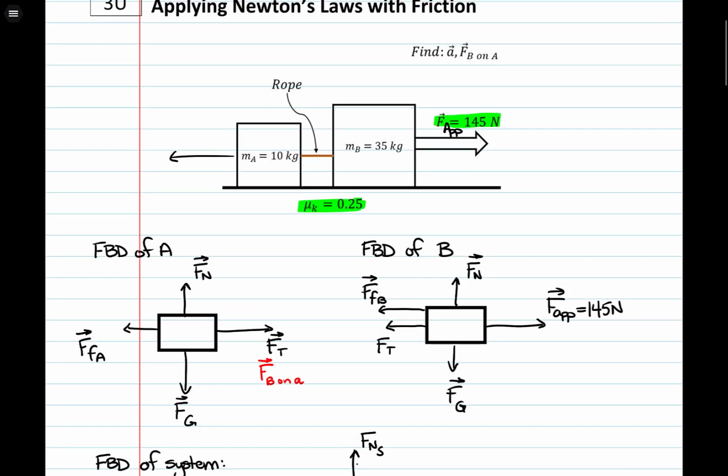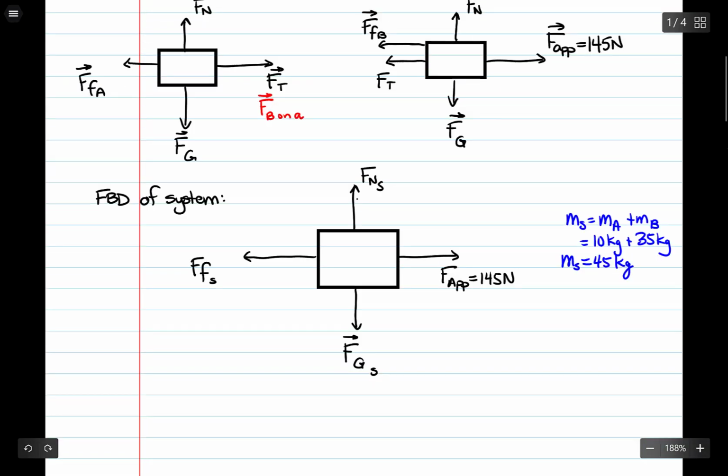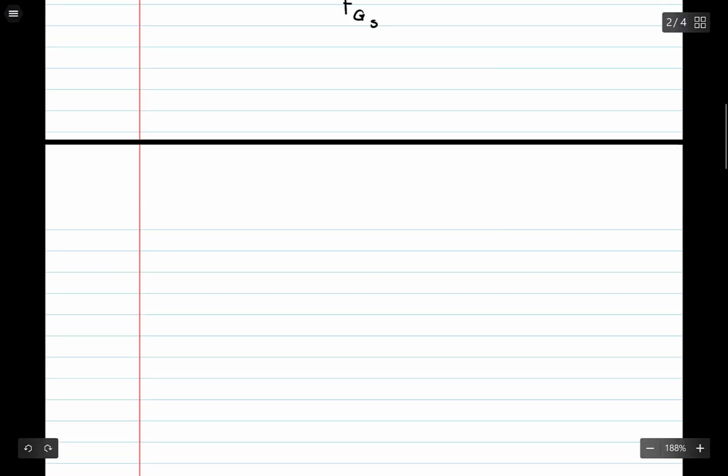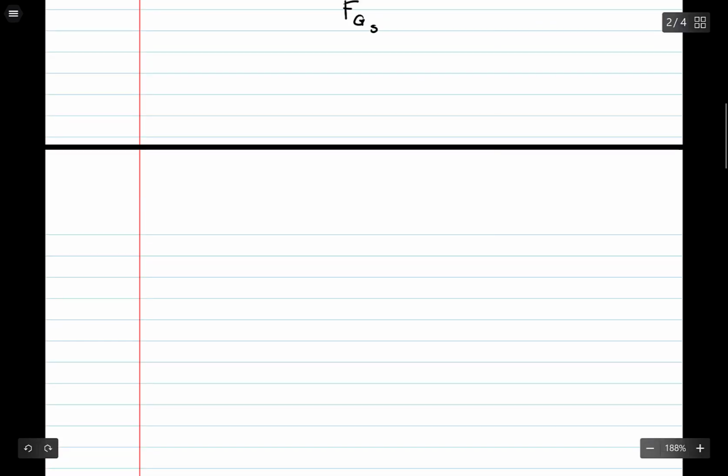And how we're going to use this is we will use the system to find our acceleration. But the few things we want to do before we dive into that is that we want to find the friction forces on each individual box because of this total system friction. So let's start with finding the friction on box A.